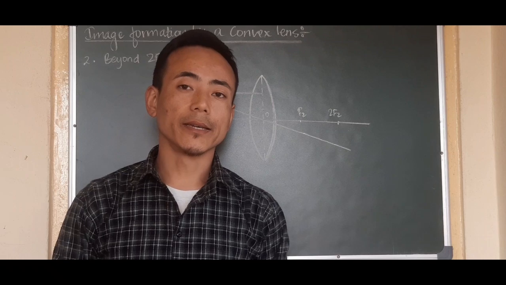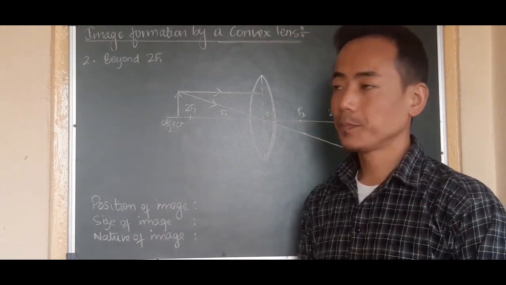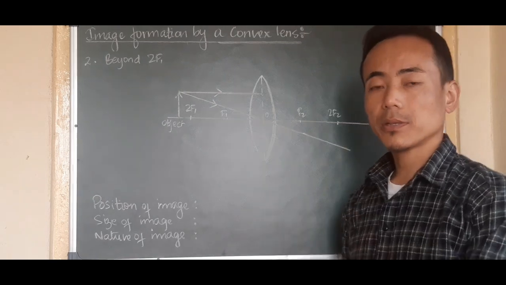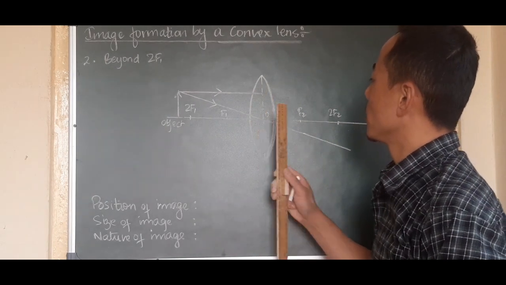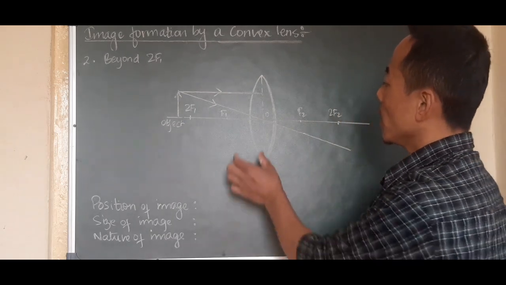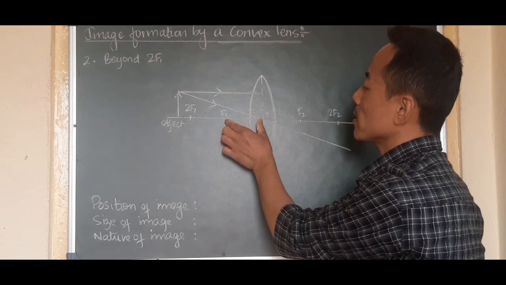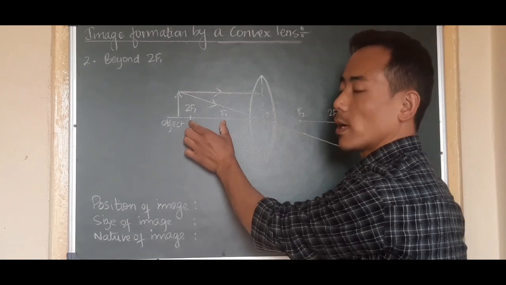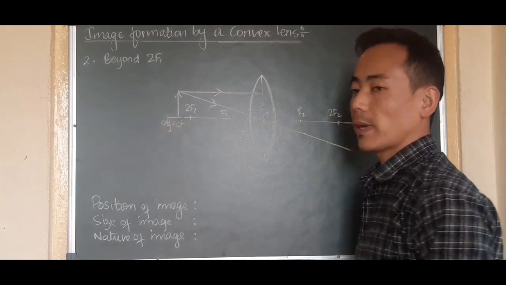Okay, so this is the second case where our object is kept beyond twice of f1. With the help of the scale, you can measure accurately and draw the diagrams properly. So we have a convex lens having optical center O. This distance here is f1. Now take the same exact distance, double of it will be twice of f1. So here we are keeping an object which is beyond twice of f1.